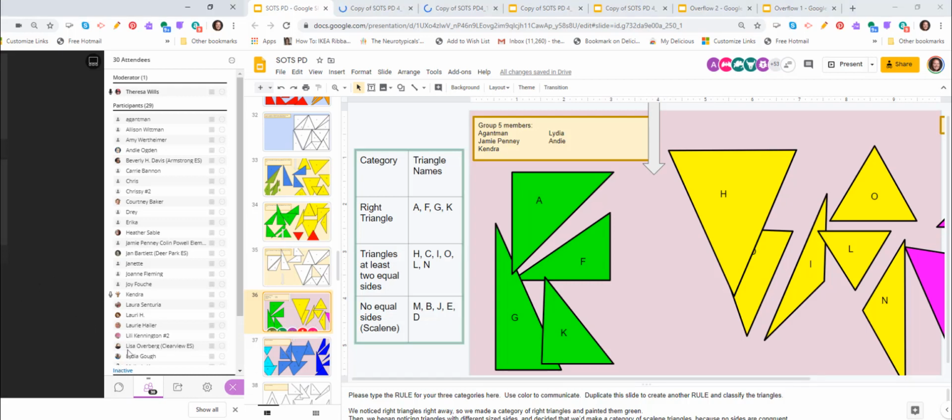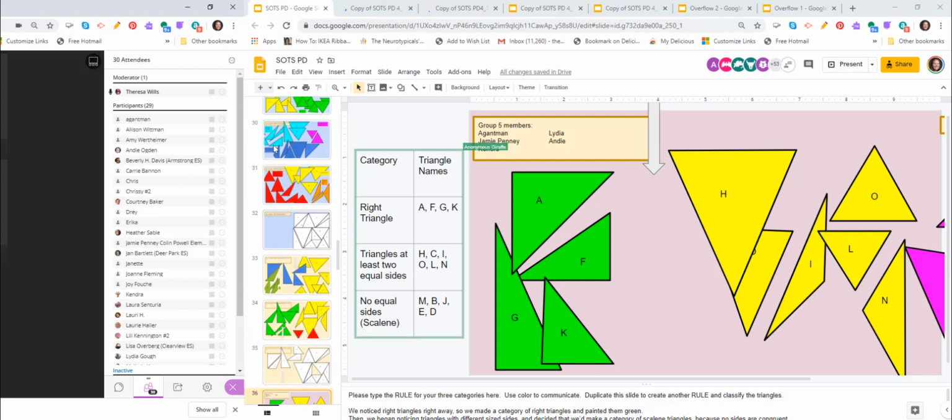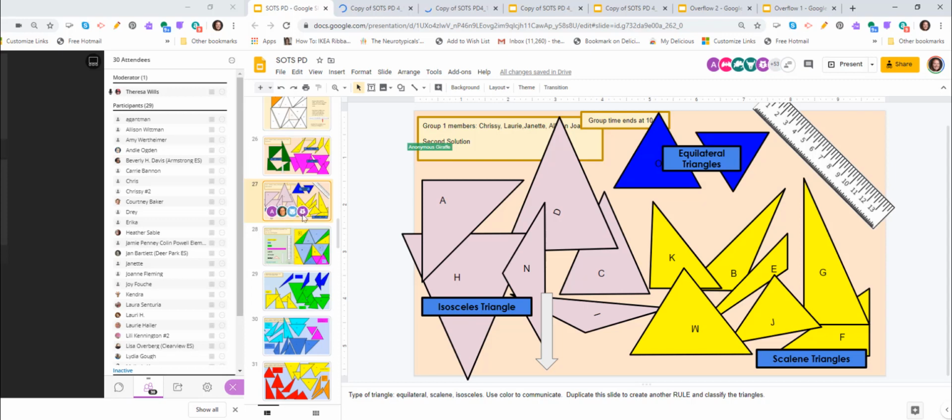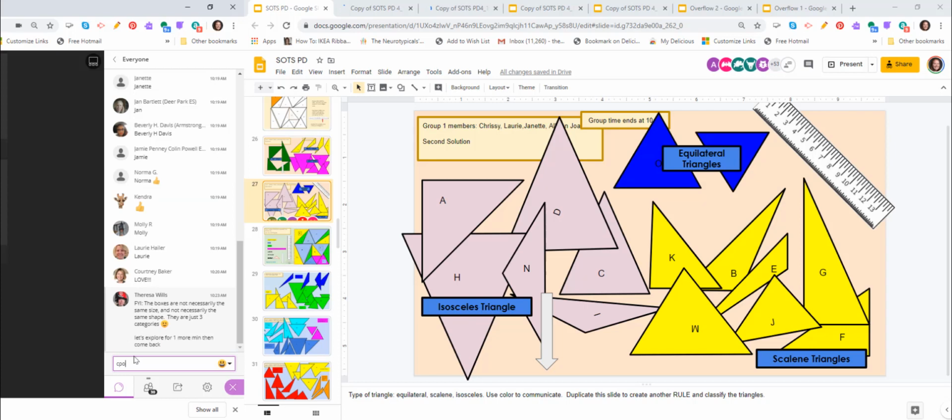All right, so I love the way you described your 3 categories and gave them clear descriptions. Let's look at slide 27, and we're going to compare these 2. Slide 27, would you tell us how you all decided to sort the triangles? So we decided to sort them by the length of their sides as well.